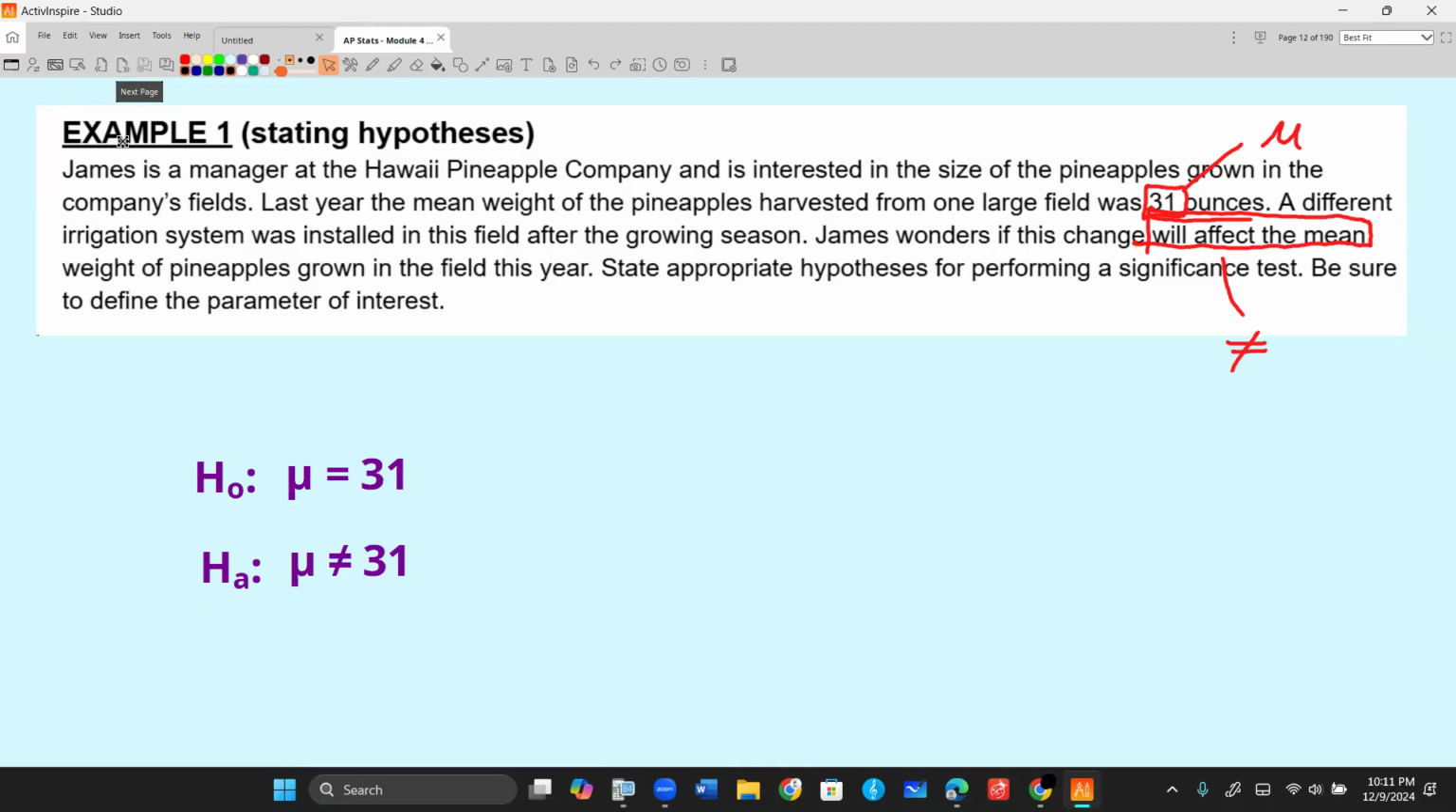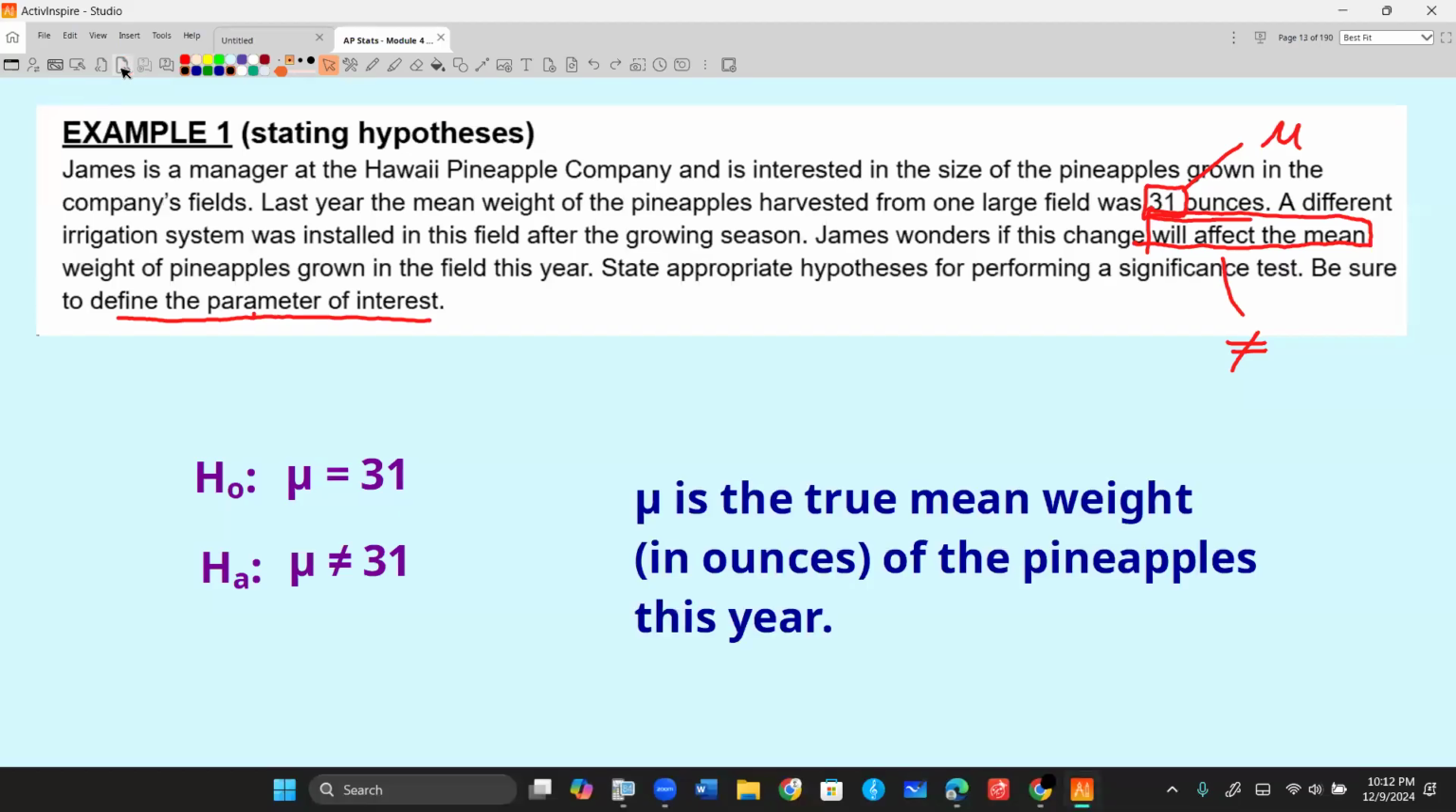We always want to define our parameter of interest. These problems will initially be telling you to do that, but when we start doing our more formal significance tests, it's not going to ask you to do that, but you're expected to define that. So our parameter in this case is the true mean weight in ounces of the pineapples this year. So that is how to set up a hypothesis for a mean. Let's look at another problem.